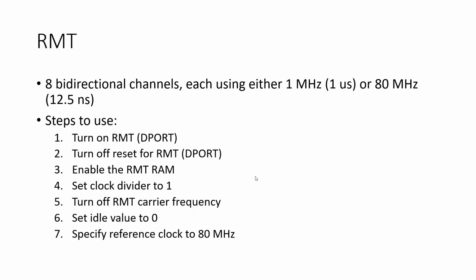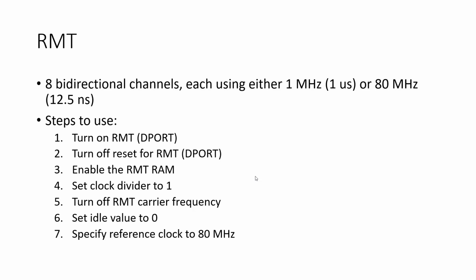Because that would make them even more expensive, right? So we're just going to use the output channel. This thing has the ability to run on the 1 megahertz clock or an 80 megahertz clock, which are both available in the ESP32. The 1 megahertz clock has a period of 1 microsecond, and the 80 megahertz clock has a period of 12.5 nanoseconds.